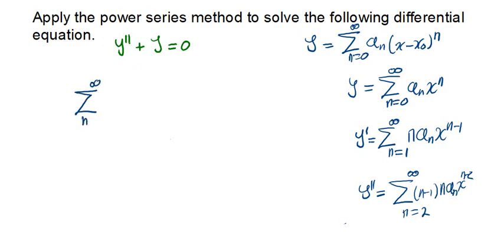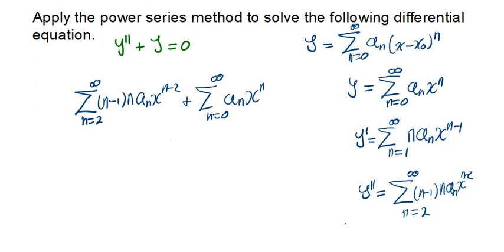We have this, that would be n is equal to 2. Then we have our n minus 1, that is our a sub n, then x to the n minus 2. Okay, that's plus our y. What is our y? Our y is what we have here.